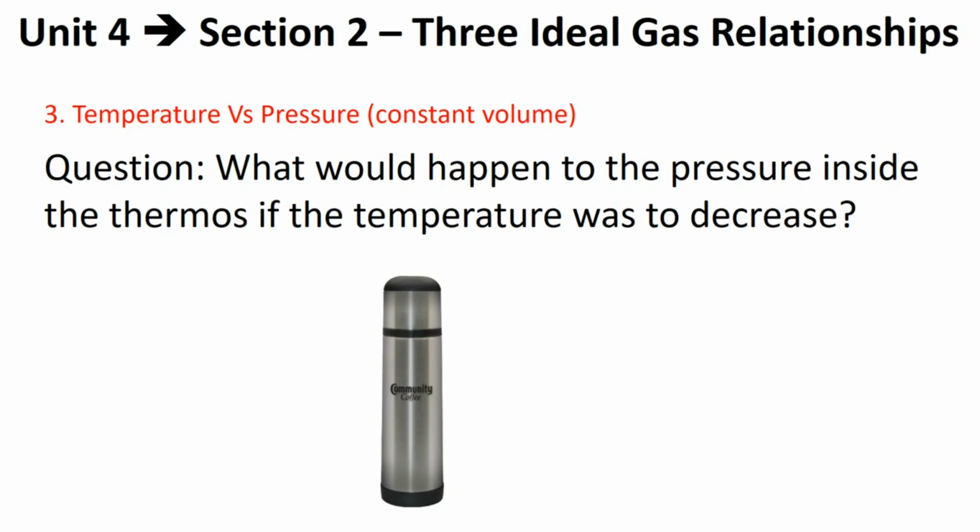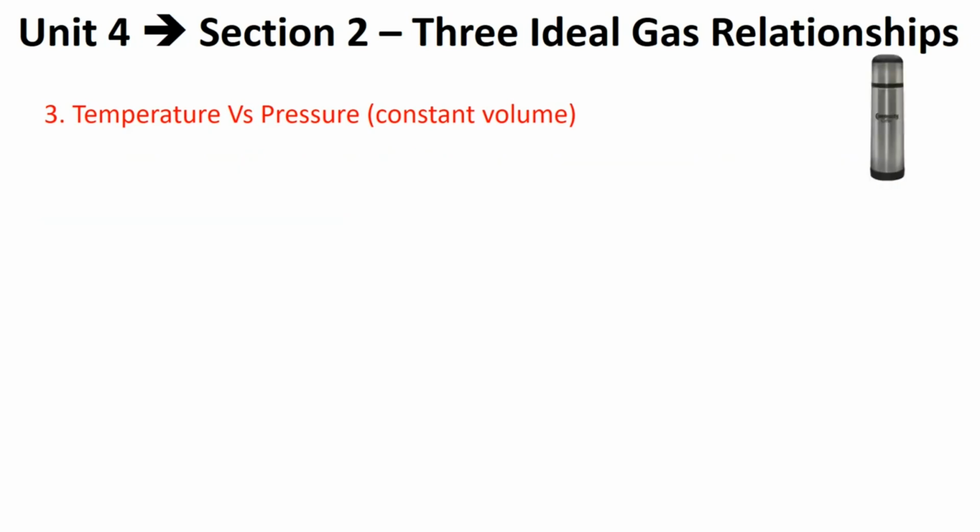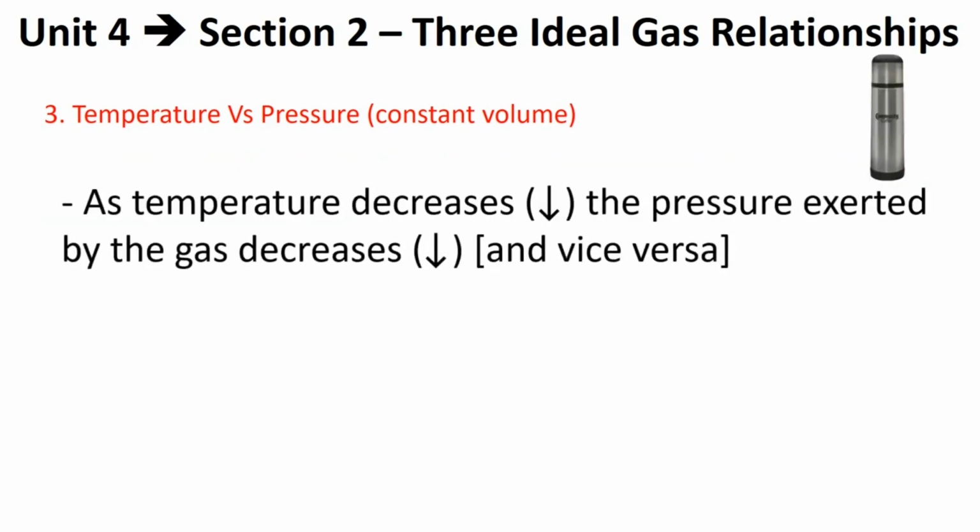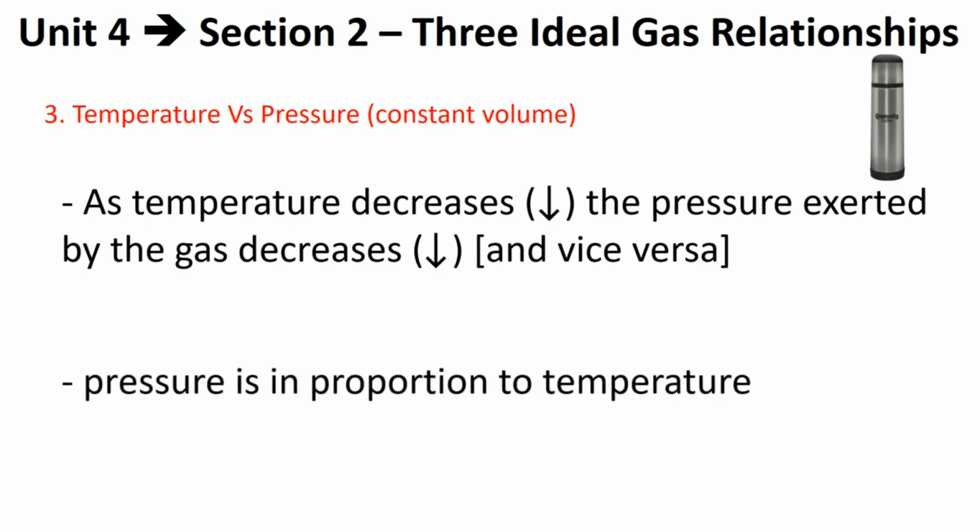What would happen to the molecules inside? Well, those molecules inside would start to move slower. We know that pressure is measuring the number of times collisions occur on a surface. So if those particles are moving slower, they're going to have fewer collisions, meaning the pressure is going to decrease. So as we've decreased our temperature, the pressure is also decreasing. Bang. So as temperature decreases, the pressure exerted by the gas decreases, and vice versa. So pressure is in proportion to temperature.